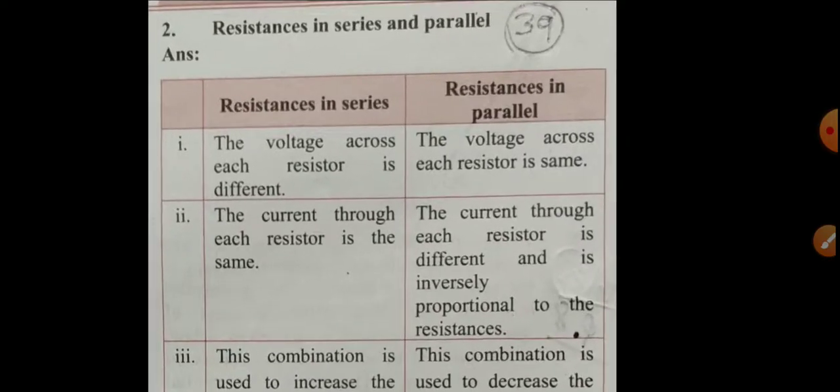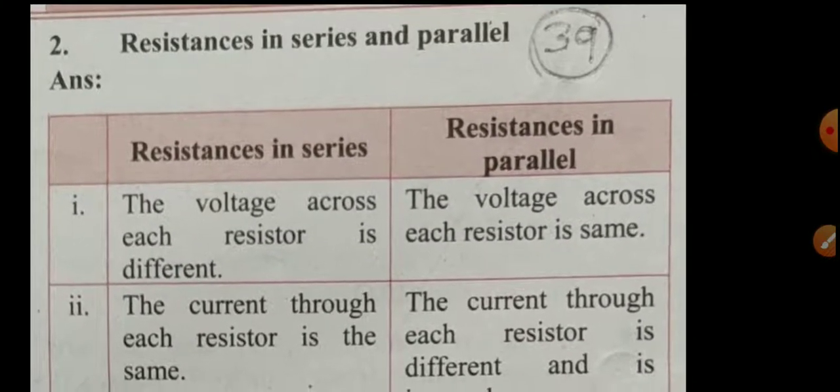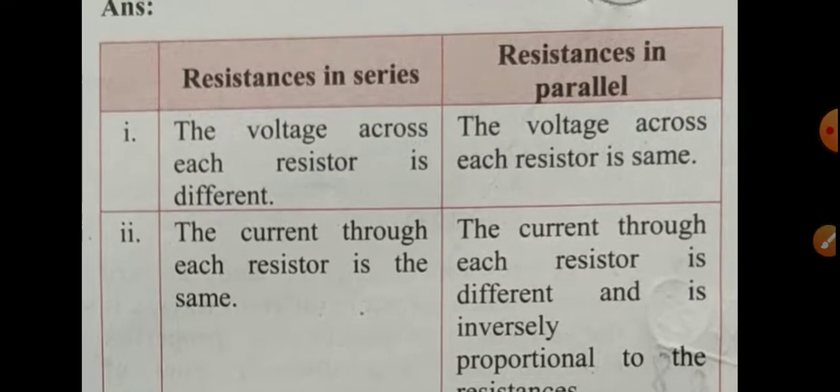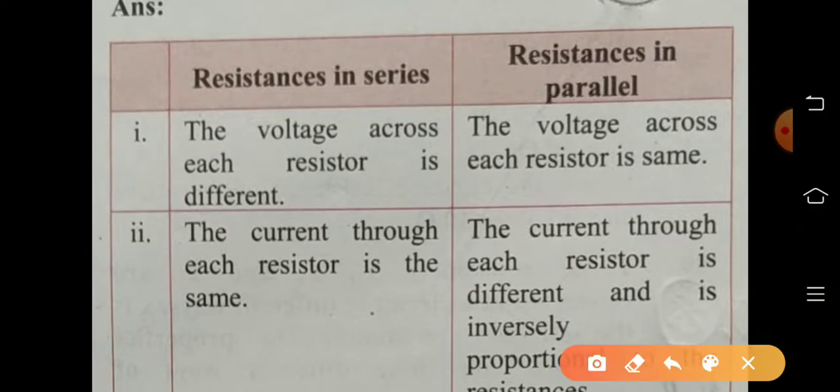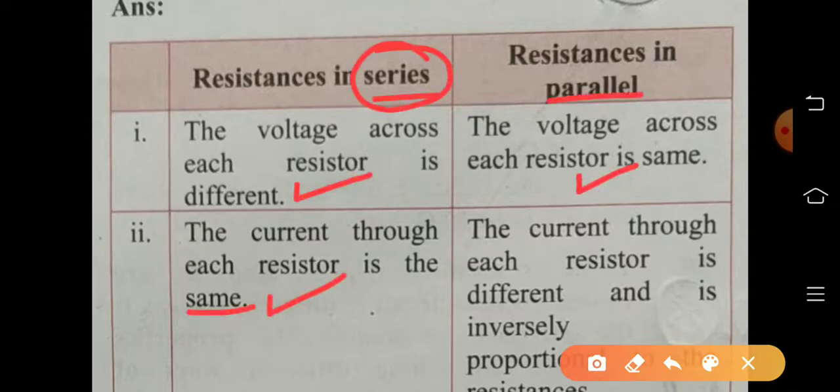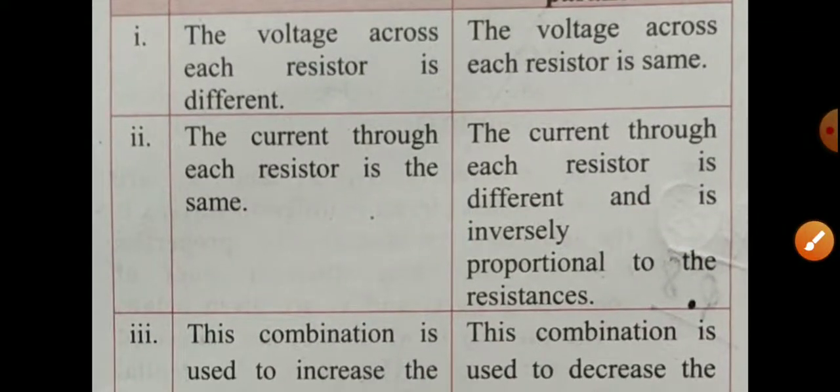One more distinguish is given, that is resistors in series and parallel. So first point, what is there? We already know the characteristics of these two combinations, series and parallel. In series, the voltage across each resistor is different. Here, in parallel, the voltage across each resistor is the same. The current through each resistor is the same in case of series, and here the current through each resistor is different and inversely proportional to the resistance.